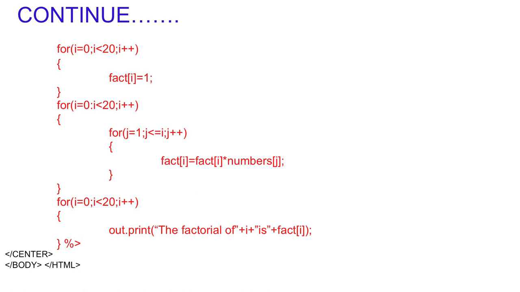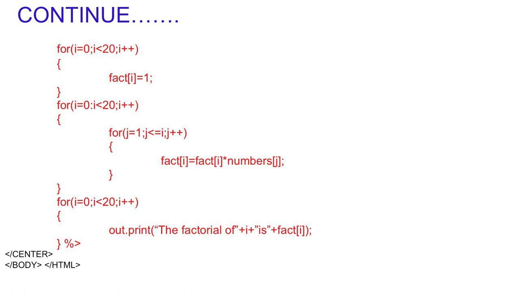So factorial I is initially 1, so factorial is 1 into number j, which is initially 1, so 1 into 1. The second time j will be 2, so 1 into 1 into 2, and the third time it will be 1 into 1 into 2 into 3, and the fourth time 1 into 1 into 2 into 3 into 4. At the fifth time, j is less than or equal to I, so it will be 1 into 2 into 3 into 4 into 5. This way we will calculate the value of factorial, and it will be stored at the fact I position.